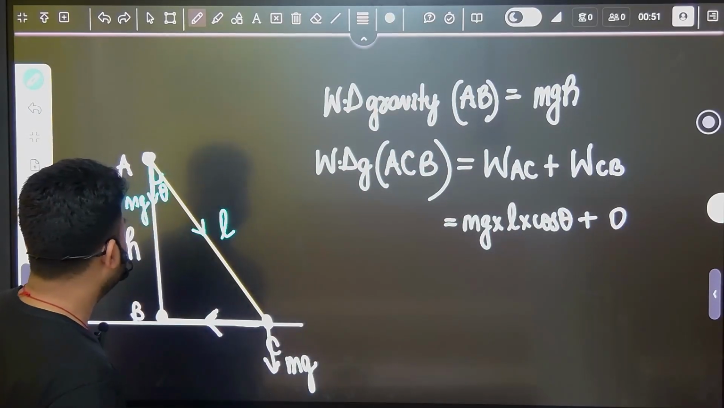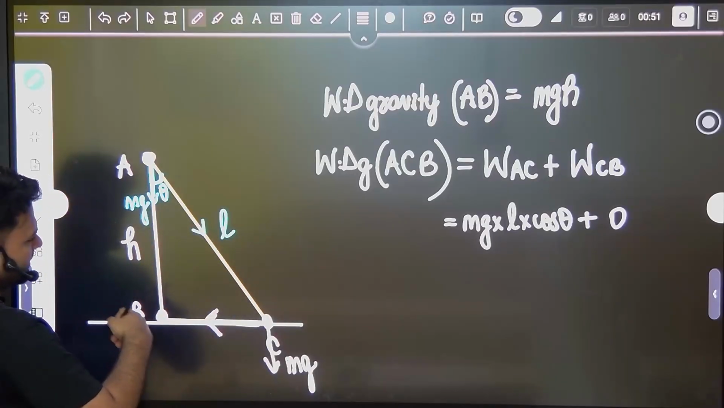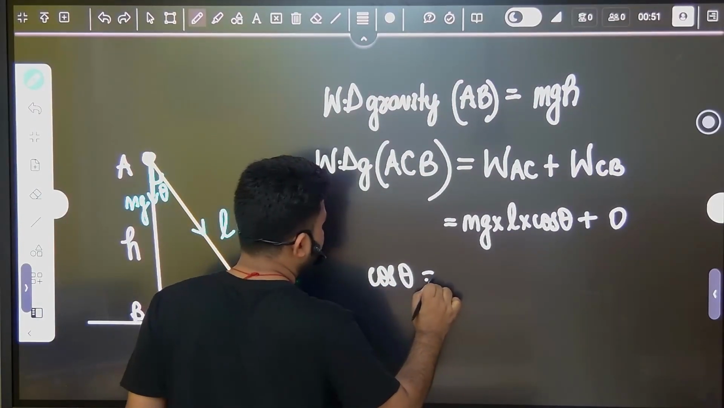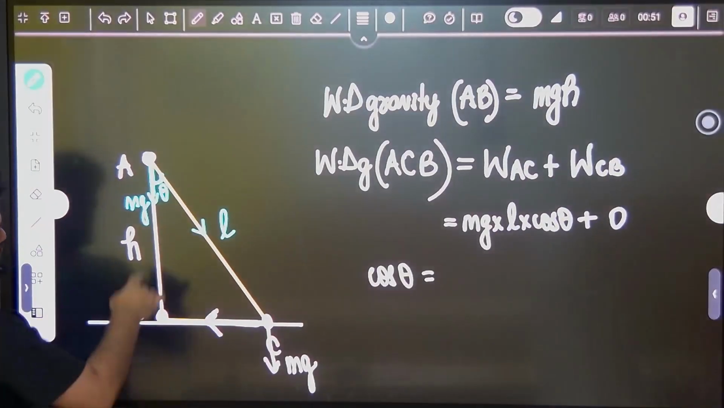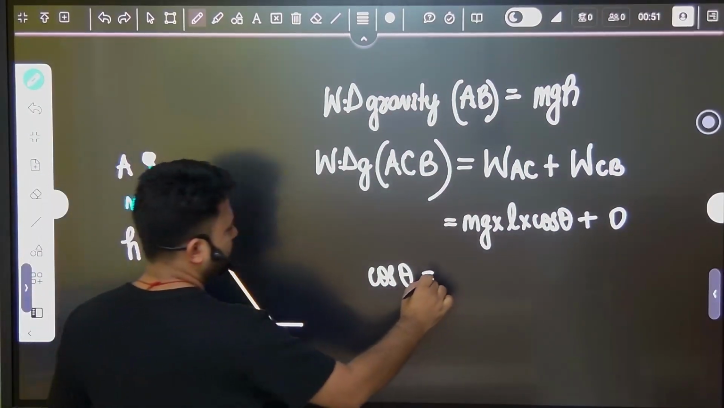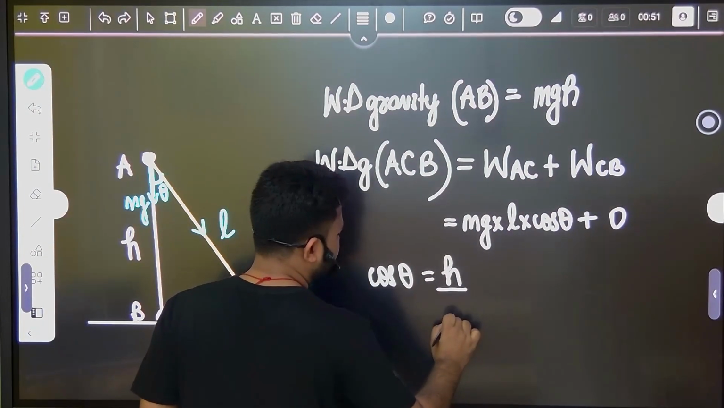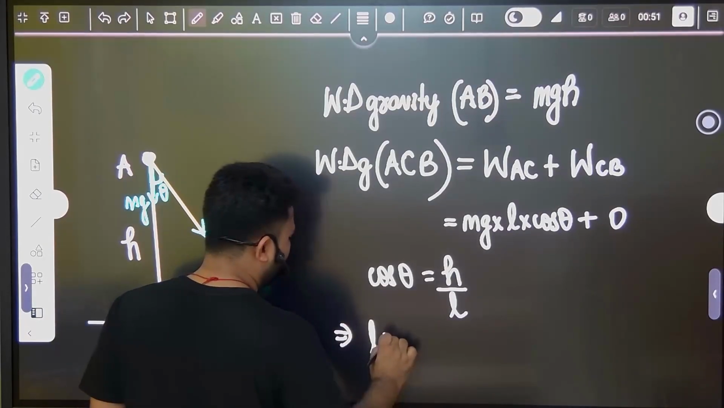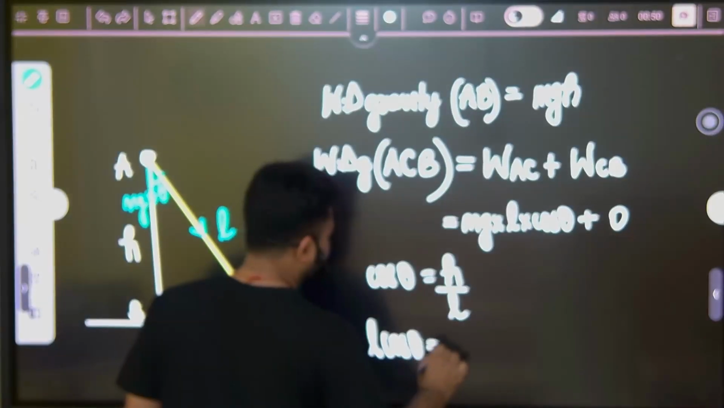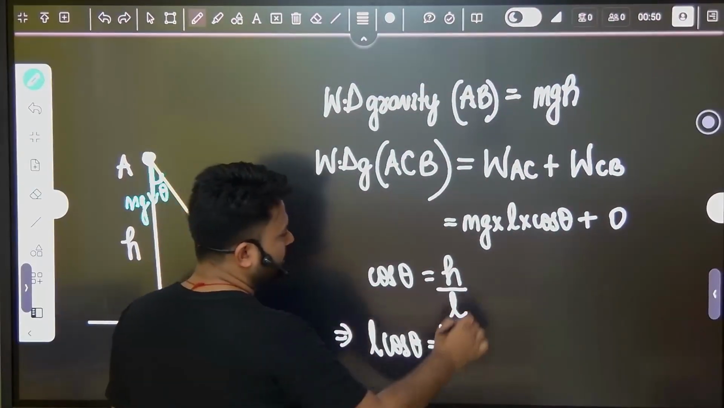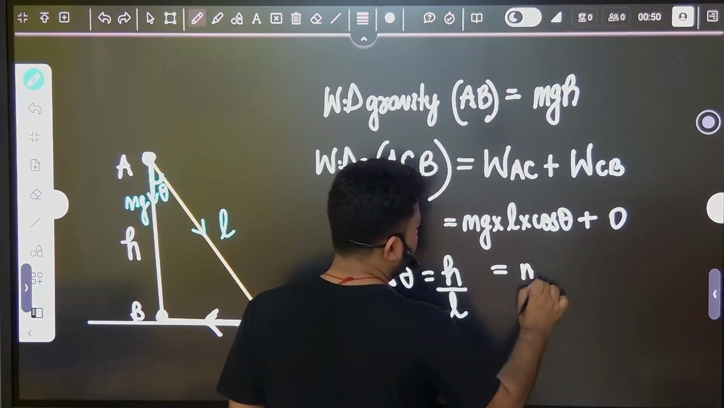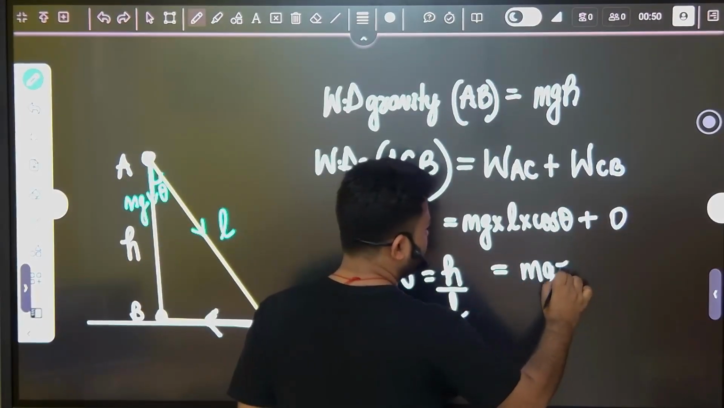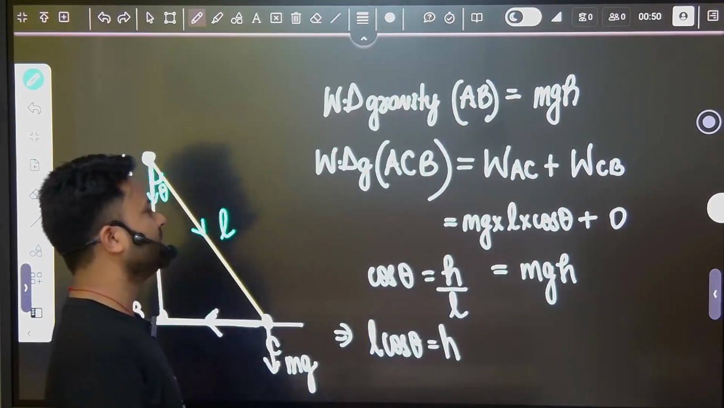Now see, in this triangle ACB, what is cos theta? Cos theta general formula is base by hypotenuse. So this is the base h by hypotenuse length, that is L. So what we can write? Cross multiply, L cos theta equals h. From here, mg L cos theta is h. So we are getting mgh.